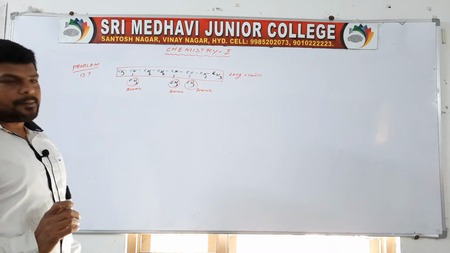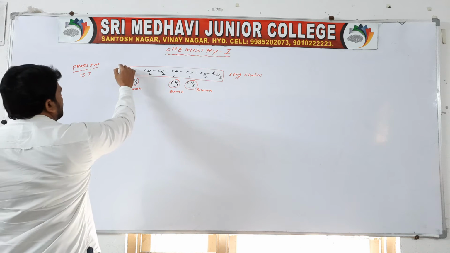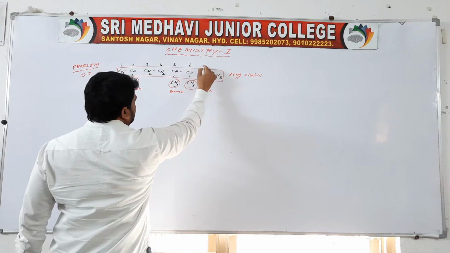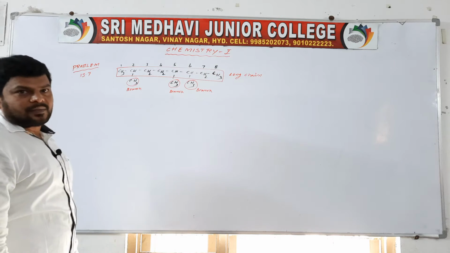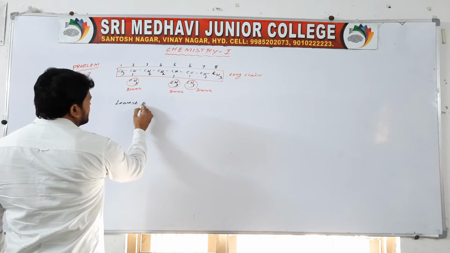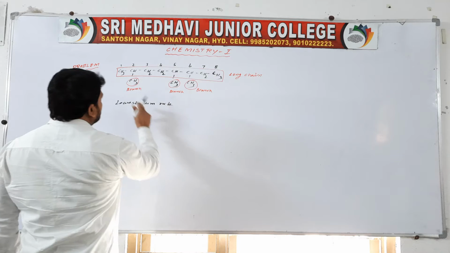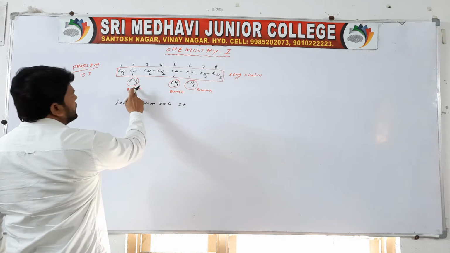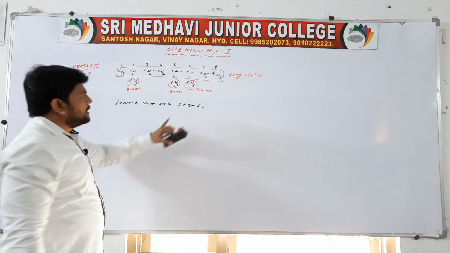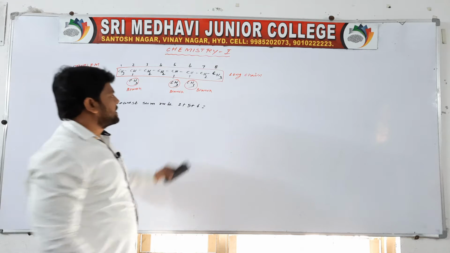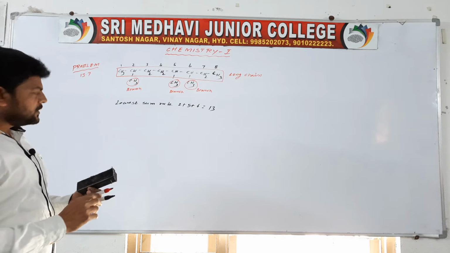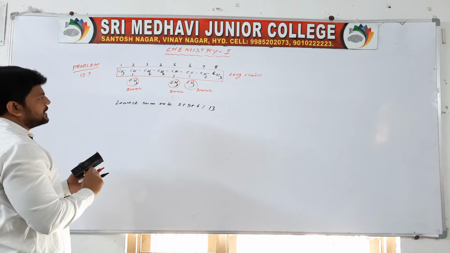Okay, so give numbering first, 1, 2, 3, 4, 5, 6, 7, 8. Lowest sum rule. So position 2 of the carbon, next 5 plus here 6. 5 plus 2 is 7, 7 plus 6 is 13. So giving numbering this way, we write its name.